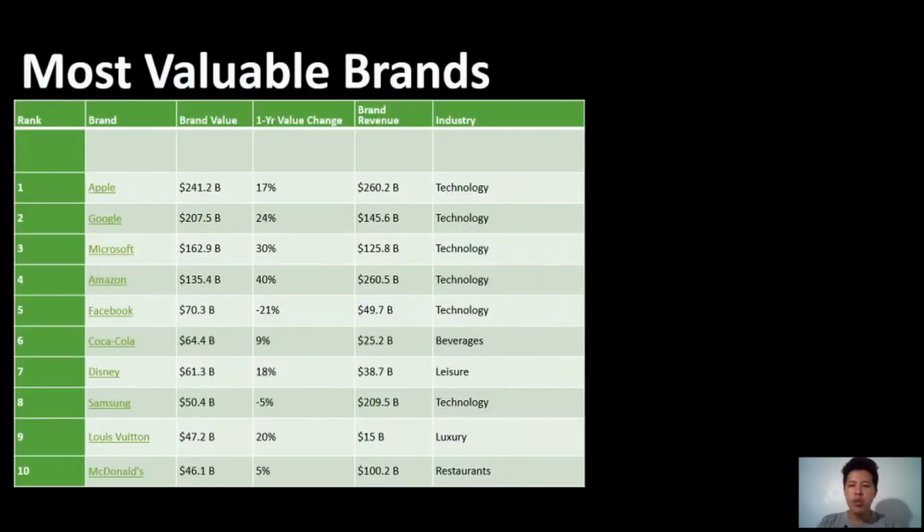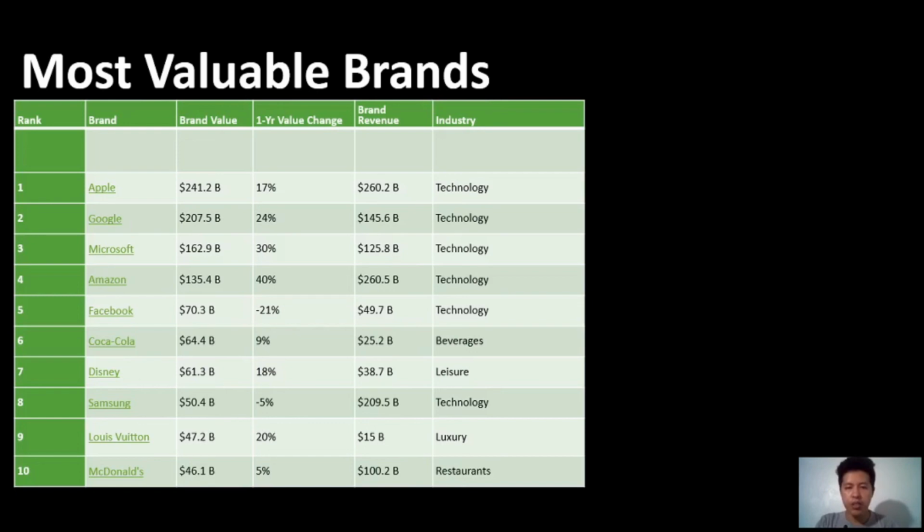So these are the most valuable brands in the world. We have number one, Apple Corporation. This is only the brand value, not the market capitalization, because as far as I know, Apple Corporation is probably now at around $900 billion in market capitalization. This is the brand value. Apple is valued at $241 billion.